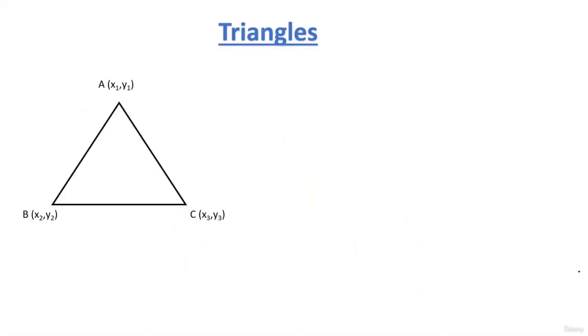So in the next part we are going to study triangles with respect to coordinate geometry. The triangle has three vertices A, B, and C. The coordinates have been given to you as x1, y1, x2, y2, and x3, y3. There are three main things we need to discuss about the triangle.